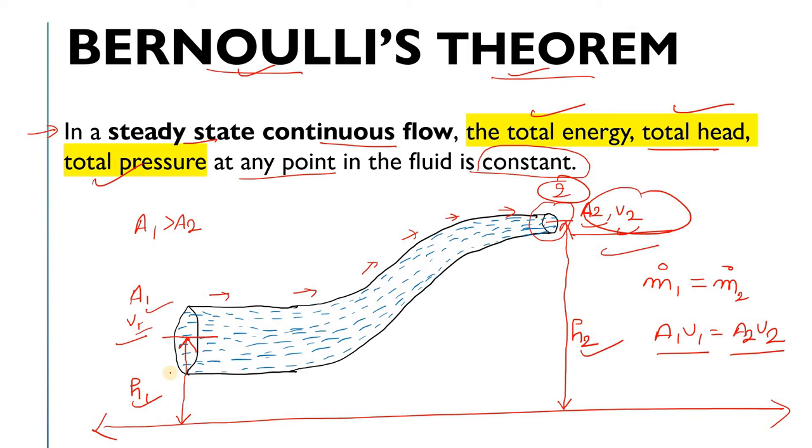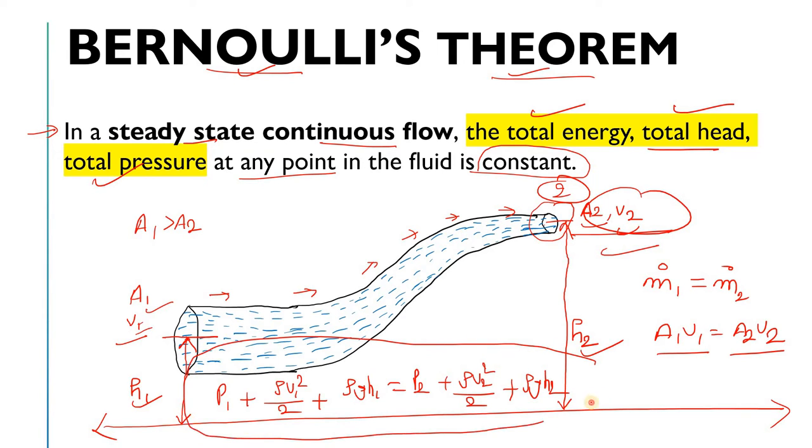What I want to say is, as it is constant, let's suppose we are expressing Bernoulli's theorem as total pressure. So P1 plus rho V1 square by 2 plus rho g H1 will be equal to P2 plus rho V2 square by 2 plus rho g H2. This is a very, very important formula in engineering applications and in daily life examples, mainly while designing.